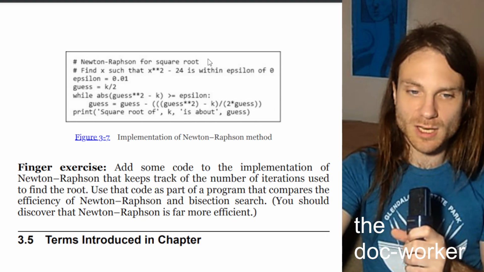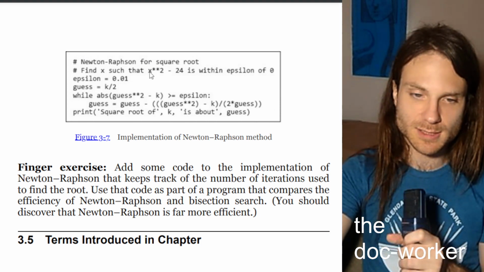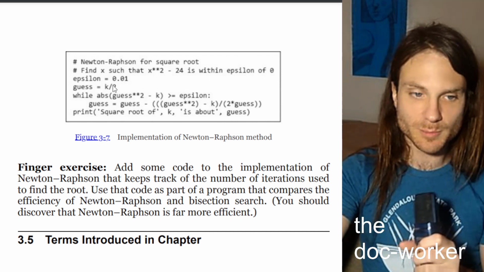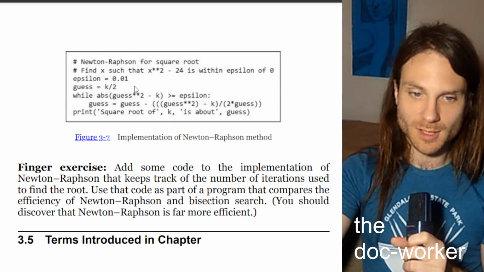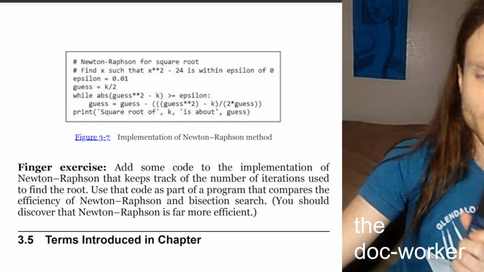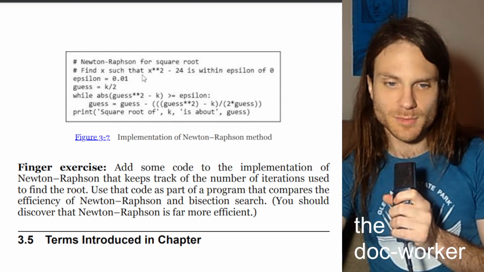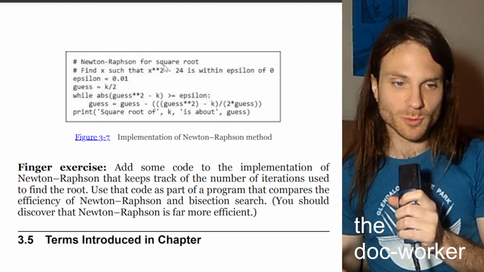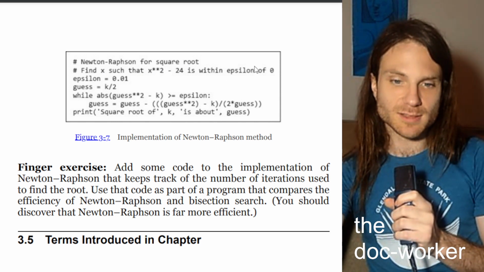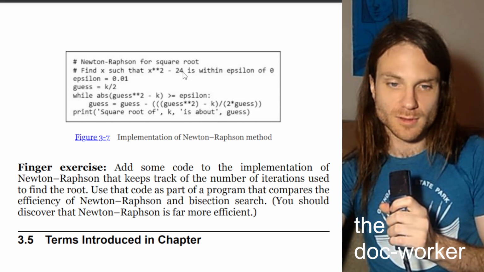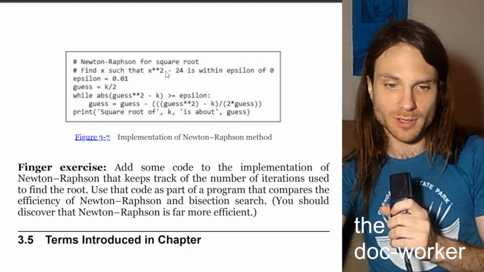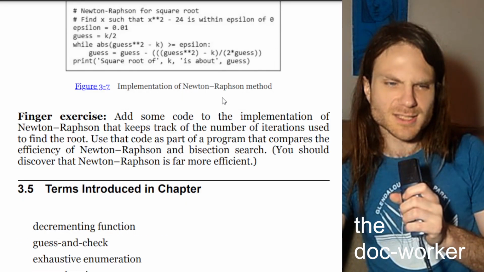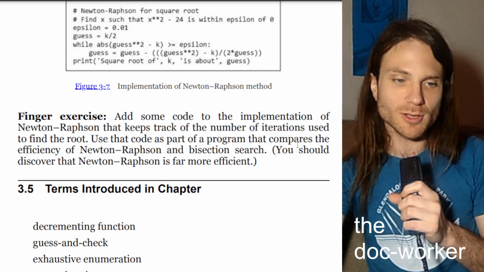With the comment Newton-Raphson for square root, and the comment find x such that x to the second power minus 24 is within epsilon of 0, and epsilon being defined as 1/100th. So we're trying to approximate the square root of something by finding a number that, when squared, if we subtract the number for which we're finding a square root, is going to be within 1/100th of 0. So that means that we've found something very, very close to the square root. Anyway, does that make sense? It's okay. It's still okay if it doesn't.